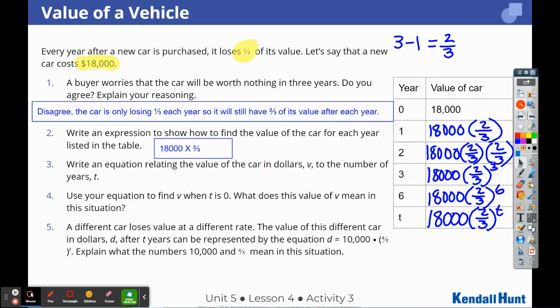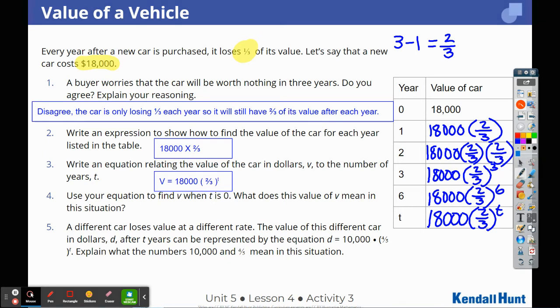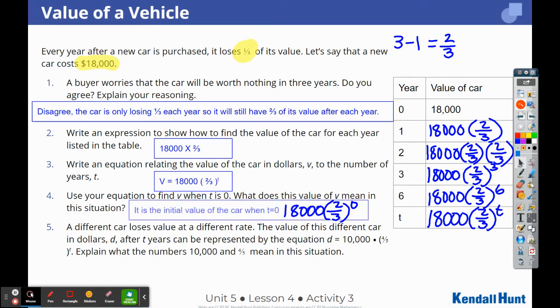So our equation here, we would just set it equal to v, because that is the value that we're looking for in the car. So v, the value of the car, is equal to 18,000 times 2/3 to the power of t. So if we use our equation to find v when t is 0, what does that value mean in this situation? So that would mean that we have 18,000 times 2/3 to the power of 0. And anything to the power of 0 is 1. So 1 times 18,000 is 18,000. So that gives us the initial value of the car when t is 0.